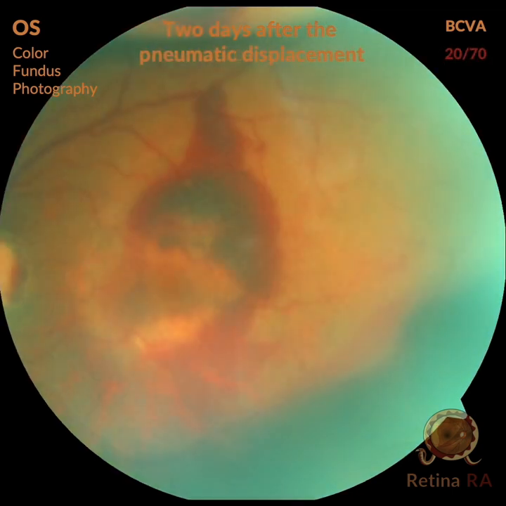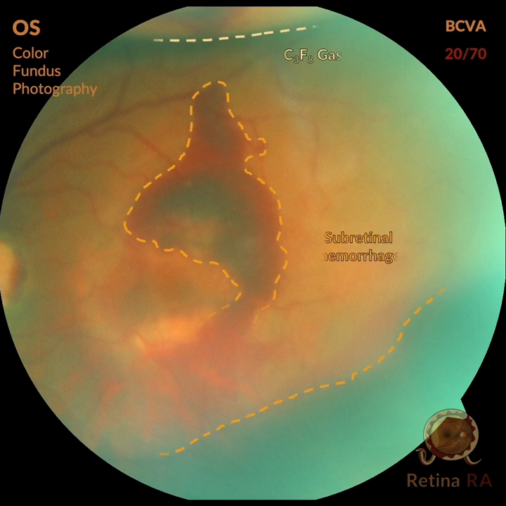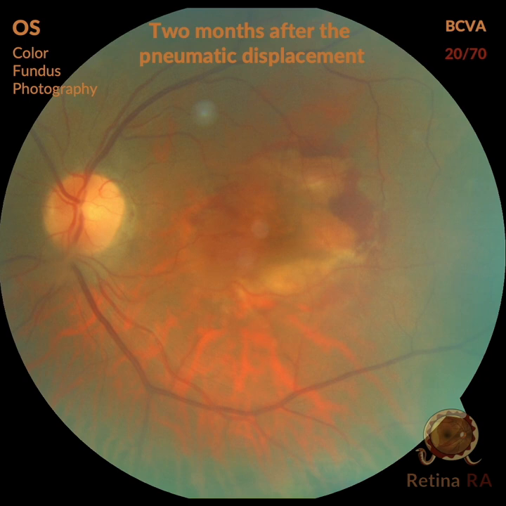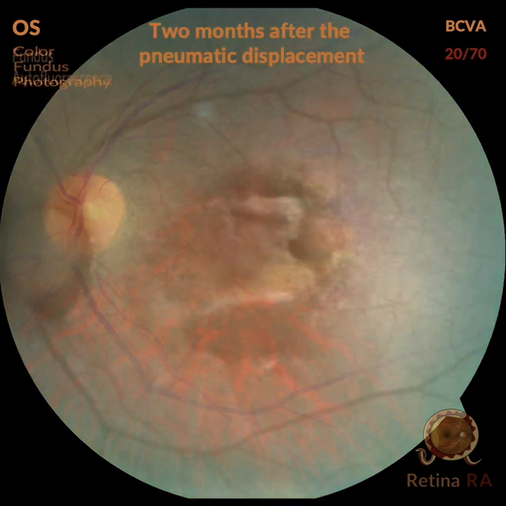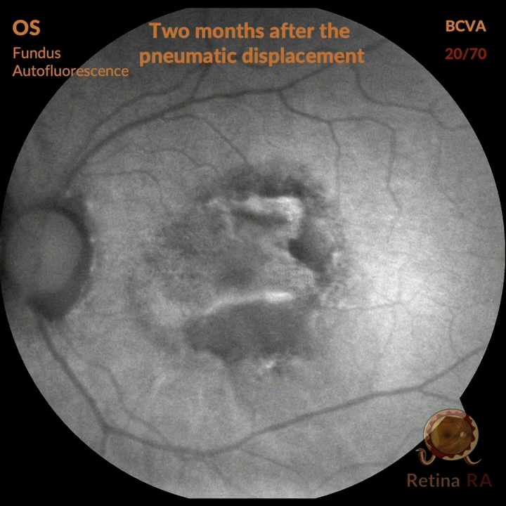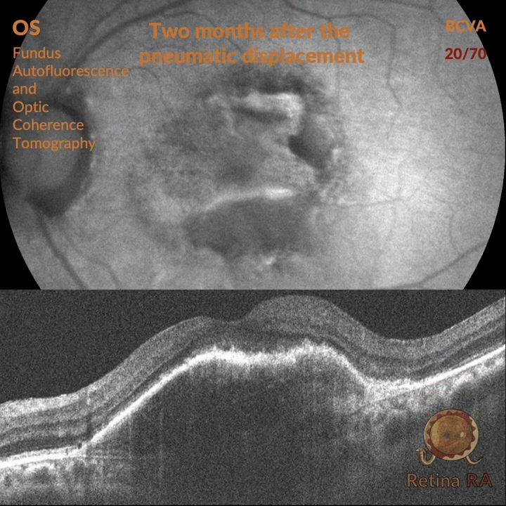2 days after pneumatic subretinal hemorrhage displacement, visual acuity increased to 20/70 again. The foveal hemorrhage had completely resolved and a significant portion of the macular hemorrhage had settled downward. 2 months after the procedure, visual acuity was still 20/70 and the hemorrhage was completely resolved. The foveal OCT shows duplicated RPE and absence of subretinal fluid. Aflibercept injections were continued under the treat and extend regimen.